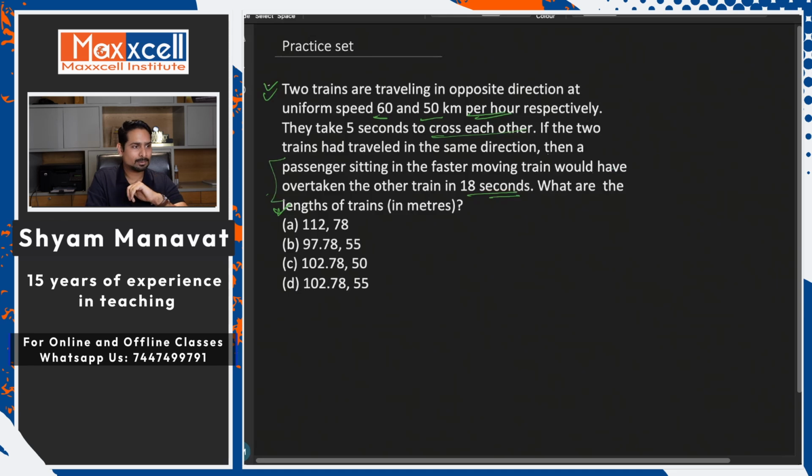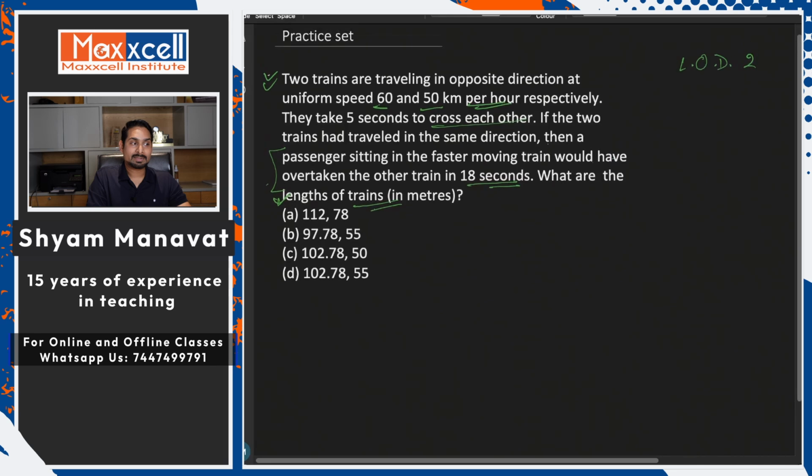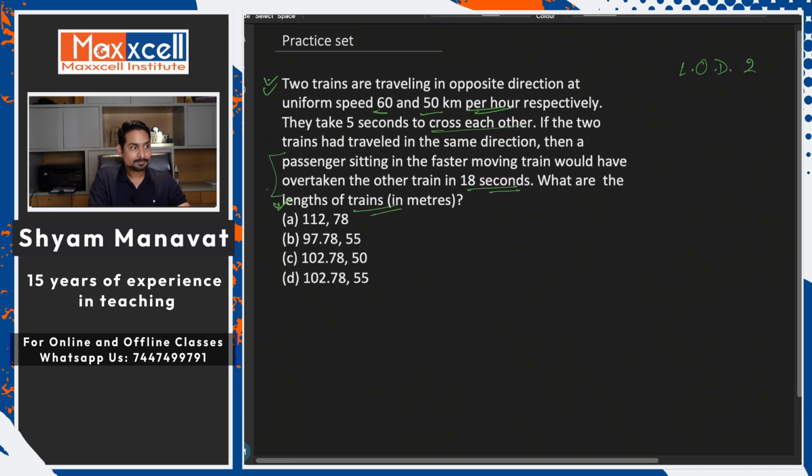Shall we give this a level of difficulty 2? Not because of the calculation part, but you need to apply logic here. What are the lengths of the trains? So with two trains, we need to find out the length of both of them. Which concepts are counted here? The concept of relative speed and problems on trains.